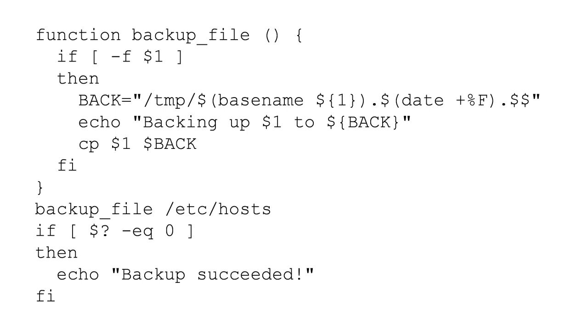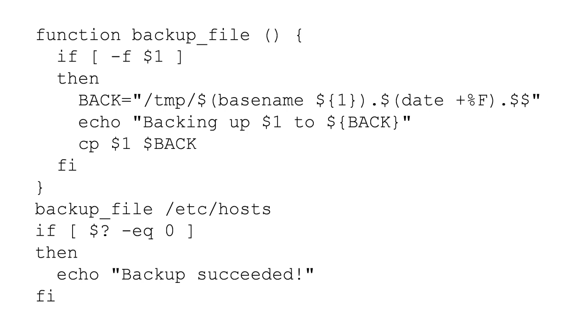In any case, the first line of the function checks to see whether what was passed in is, number 1, a file, and number 2, if it exists. If it is a file and it does exist, a variable called back is created. It starts off with /temp, followed by the base name of the passed in file, the current date, and the PID of this shell script.